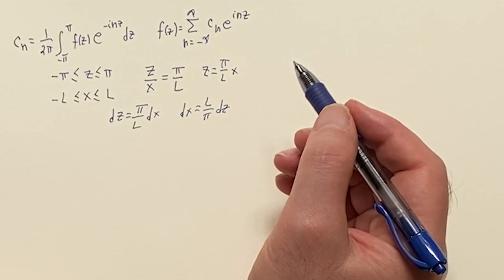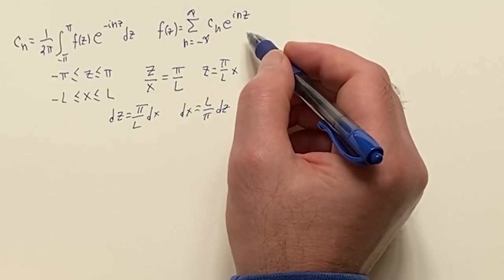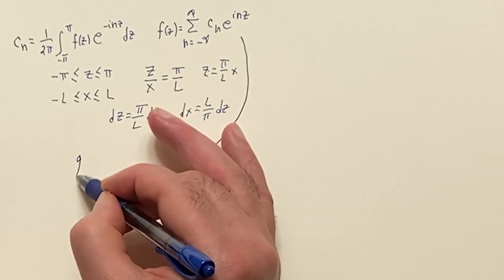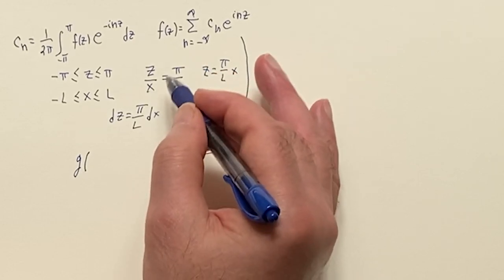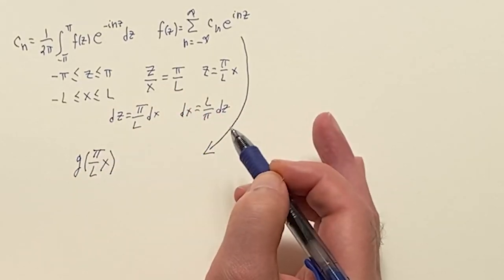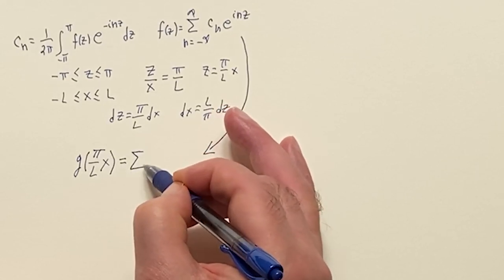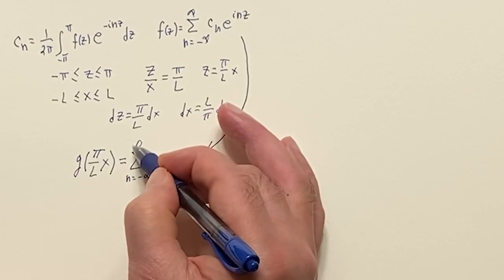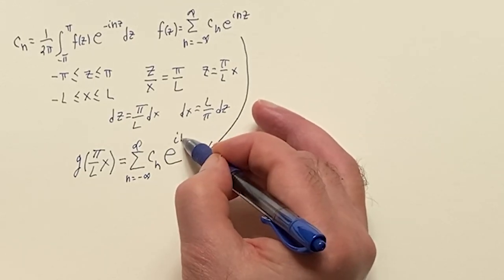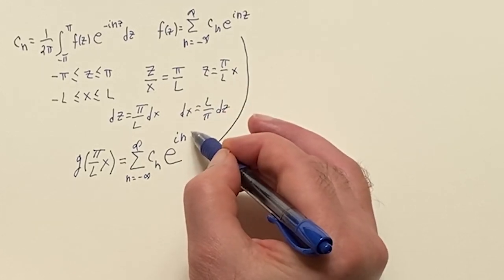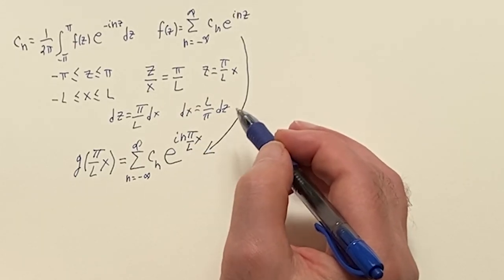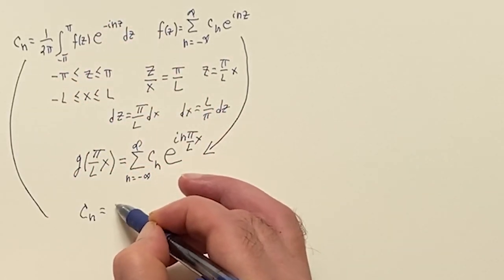So if we do that, let's do that first with this one. I'll go ahead and call this some g function just for now, since I'm going to replace the z with pi over l times x. And that's going to be equal to the summation from n going from minus infinity to plus infinity, cn, and I replace here for the z pi over l times x. Then the cn here would be 1 over 2 pi.